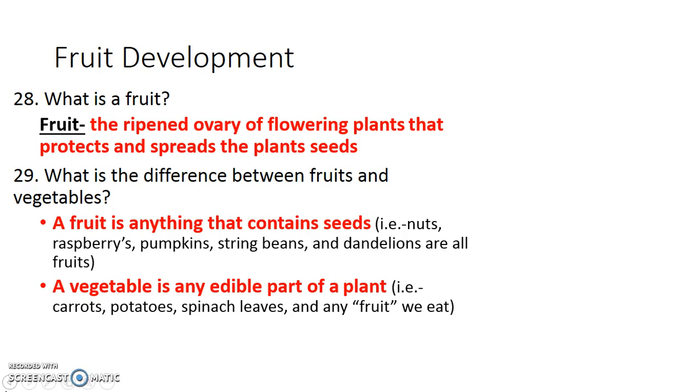There are fruits that are vegetables. For instance, pumpkins. Pumpkins are fruit. They contain a seed. They're also a vegetable because we eat them. There are vegetables that are not fruits, leaves of lettuce. And there are fruits that are not vegetables, dandelion heads, because we don't eat them.